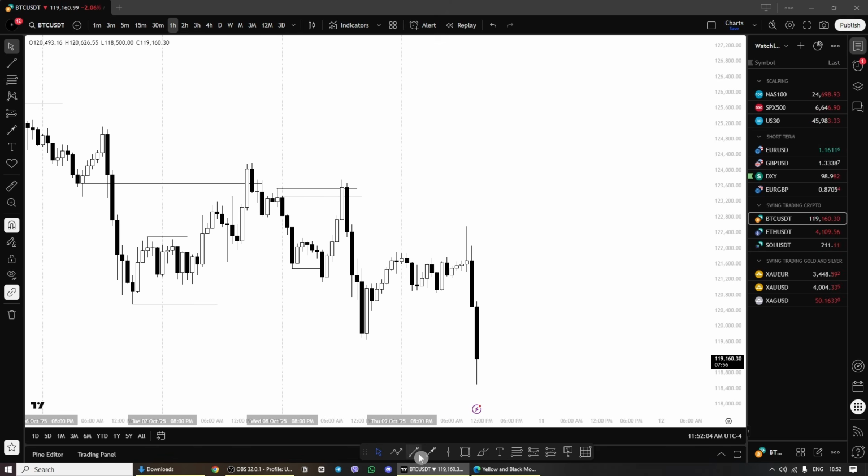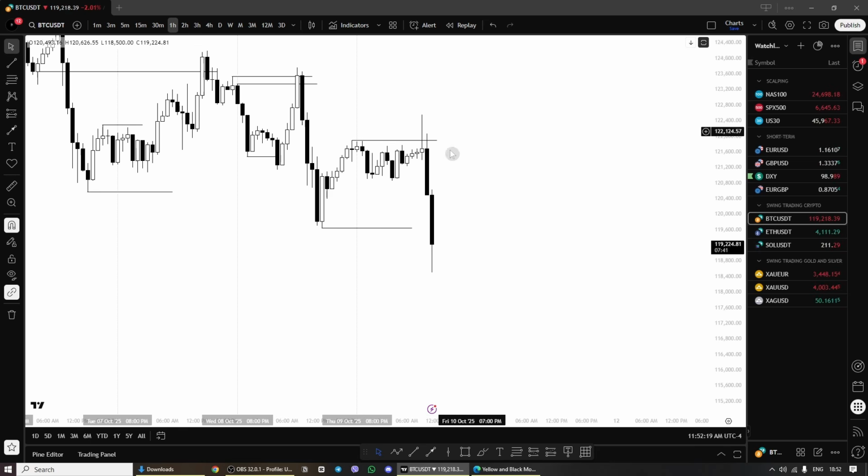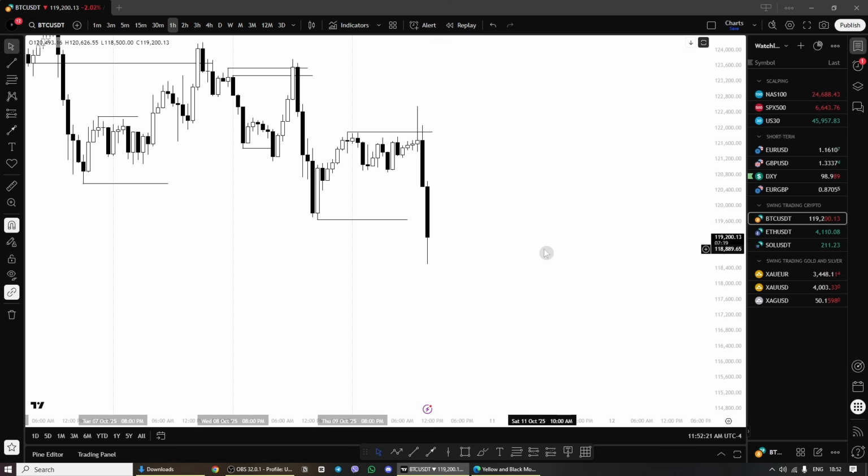Today, what is happening? What is happening today? Price stays in this range until a key time kicks in, 9 AM. Range, into high, into low and close.